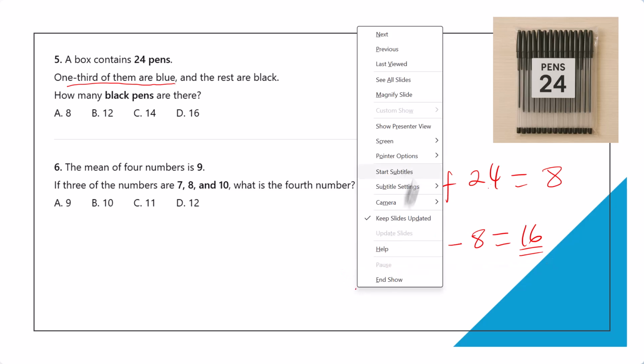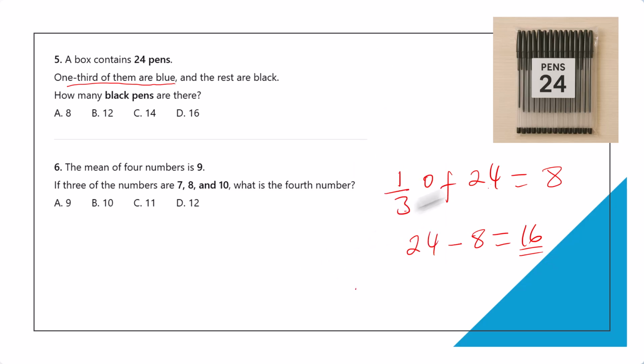Now, another way you can do it is this. Look, if 1/3 of 24 is 8, how can you get the remaining fraction? We got 1/3 already. So let's look at this. This is 1, this is 2, this is 3. So this 1/3 has been taken away. How many thirds do we have? We got 2/3. So what we could do is 2/3 of 24.